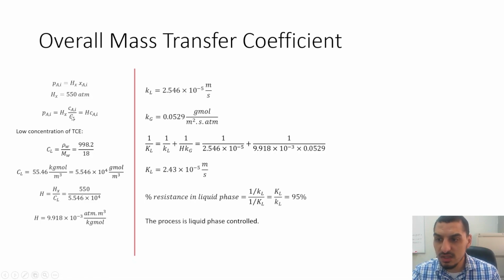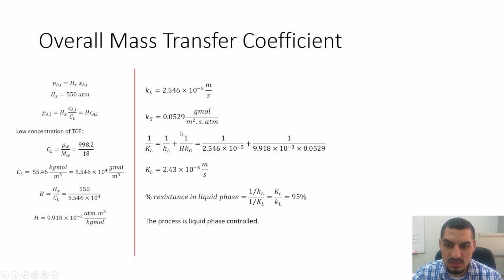So we need C_L, the total liquid concentration, which is the total number of moles of water and TCE divided by the total volume. But in our case, since this is a low concentration of TCE, we can assume that it's pure water regarding the total concentration. So it's going to be the density divided by the molecular weight of water. We know both, so we can calculate the value of C_L in gram moles per meter cube, and then from C_L we can substitute in this equation to get H in units of atmosphere meter cubed per kilogram mole.